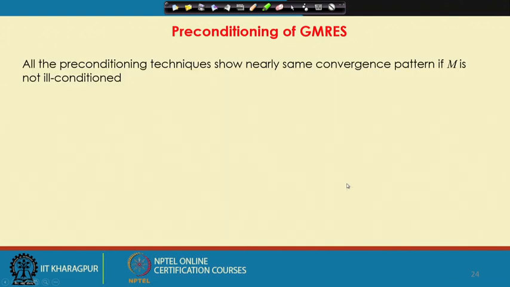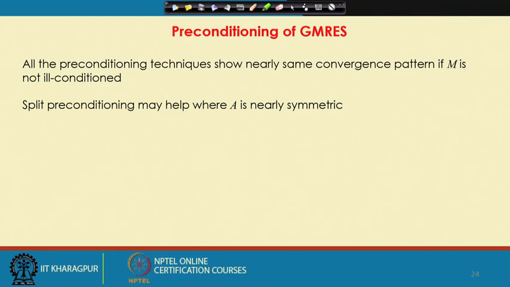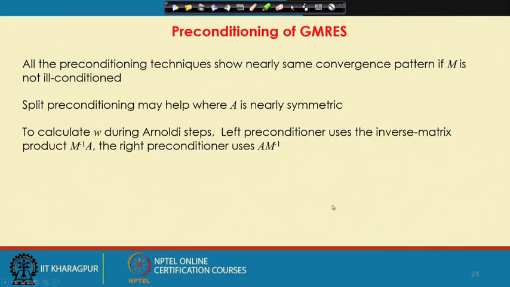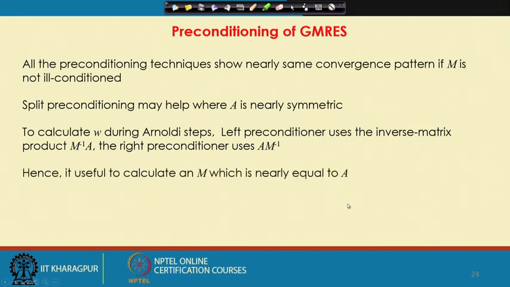All the preconditioning techniques show nearly the same convergence pattern if M is not ill conditioned, for left, right, split preconditioning, all these things. Split preconditioning may help where A is nearly symmetric. To calculate W during Arnoldi steps, left preconditioners use M inverse A and right preconditioners use A M inverse. So, this is important, that if M is close to A, M inverse is close to A inverse, this will be identity and we will get very fast convergence of this method. It is useful to calculate an M which is nearly equal to A. If M is equal to LU, M should be close to the LU factorization of A.